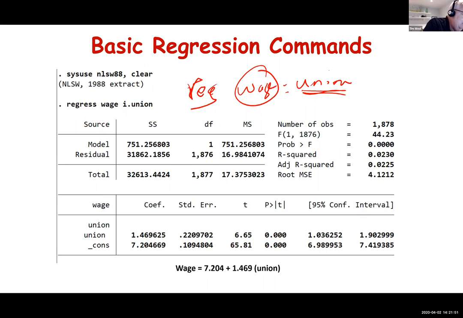So for me, I would just go in, say regress wage union. Don't forget that you can also just double click over here on the right. They have a list of the variables. If you double click on this, it'll automatically put the variable in. You don't have to keep retyping the variable name. So wage and union, and then you get your output.